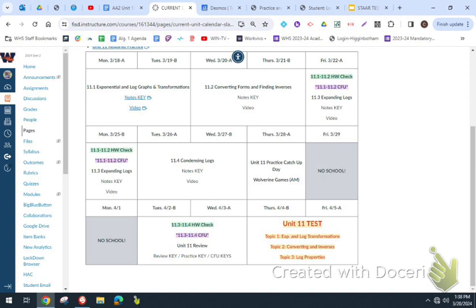And then today's lesson will also be its own test topic over converting forms and finding inverses. And again, it's not mathematically complicated. We're not really even doing any sort of calculation or anything. This is more just understanding and seeing the relationship between the two types of functions.